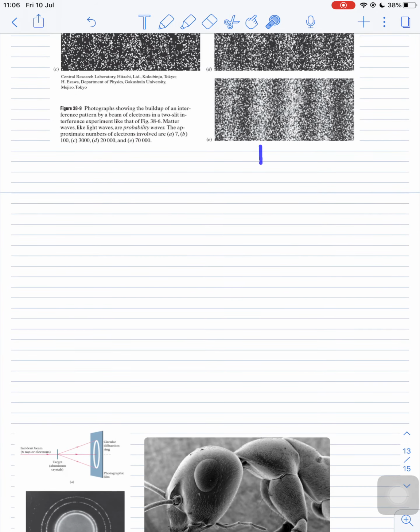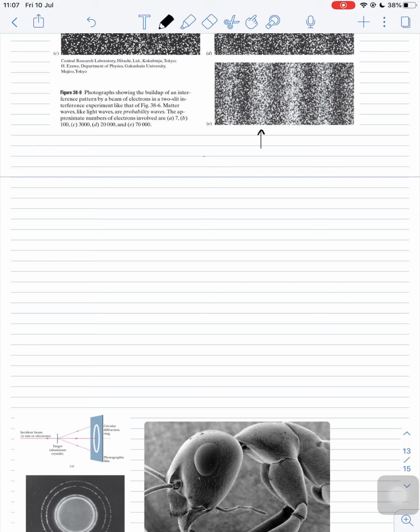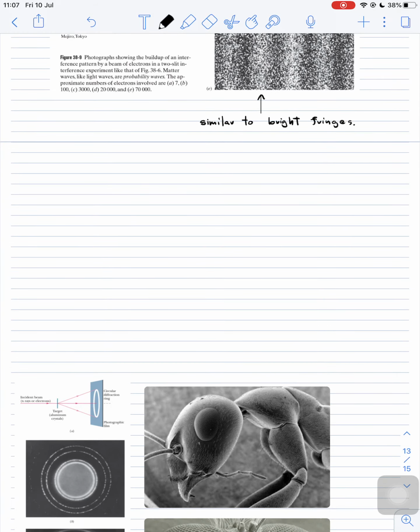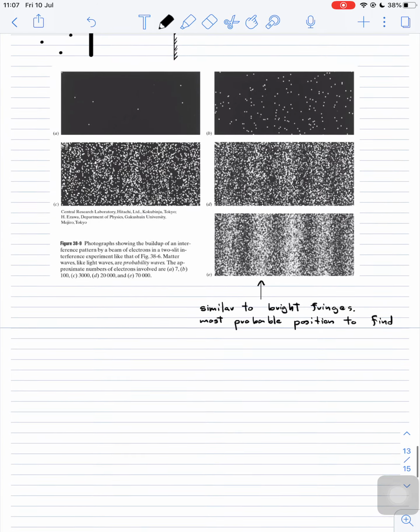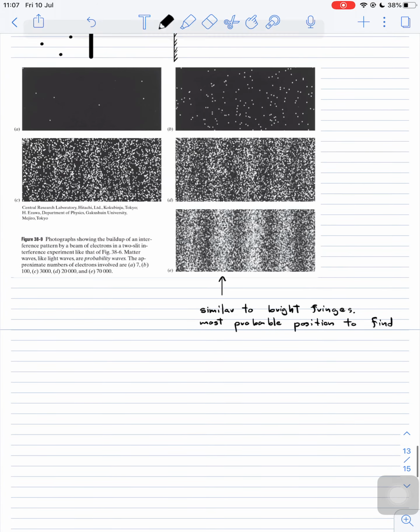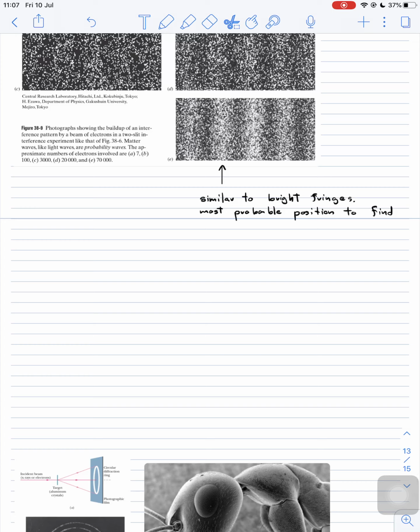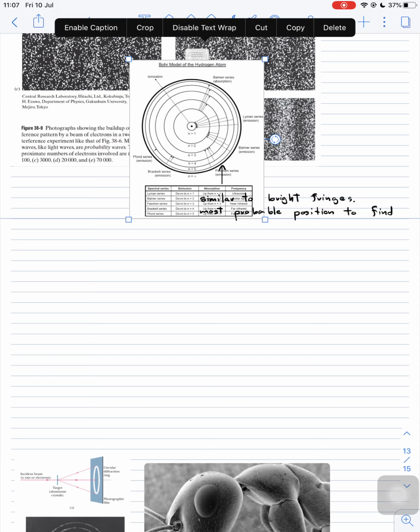So here, similar to the bright fringe, it's the most probable position to find electrons. Okay, I don't have space. Let me move here.